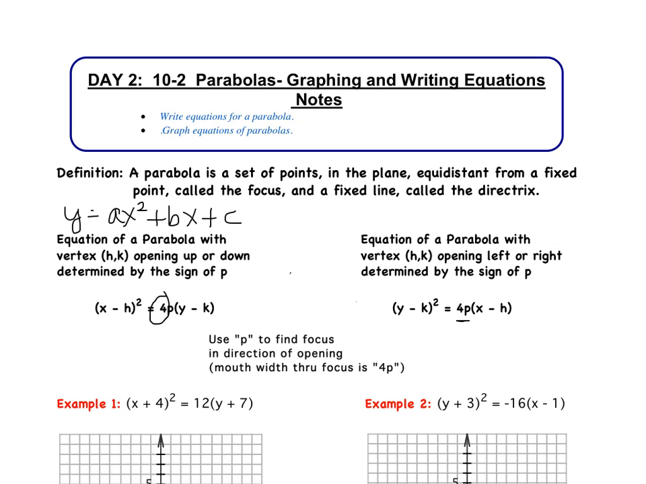The p is also used to find the focus. The p value is the distance from the vertex to the focus in the same direction that the parabola opens. This number is also important because it is the width of our parabola from one branch to the other through the focus. So let's look at our first example and graph this parabola.